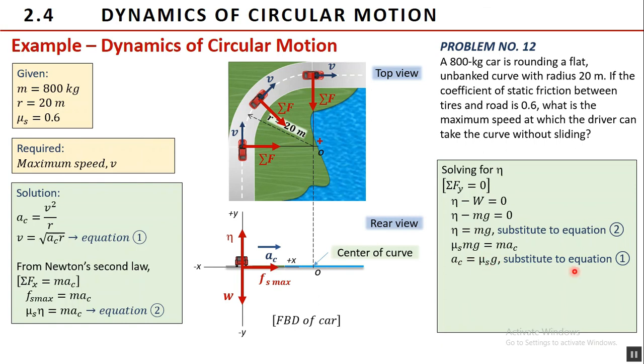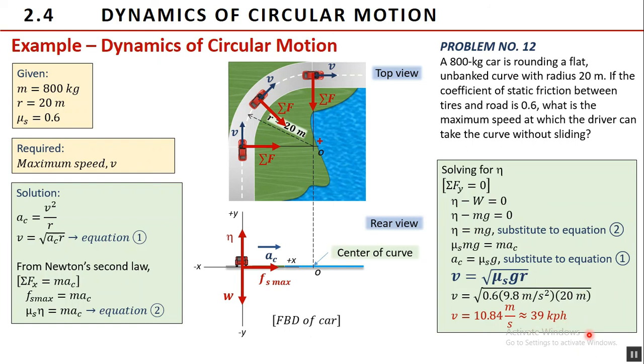Then lastly, we substitute this into equation 1. So equation 1 becomes v equals the square root of mu sub s g r. Now this is the final equation for the maximum speed at which the car can safely turn on this unbanked road. As you can see, the maximum speed is only a function of the coefficient of static friction, gravitational acceleration, and radius of the curve. It is not dependent on the car's mass. Substituting the values, the maximum speed will be 10.84 meters per second, or approximately 39 kilometers per hour. In other words, this is the limiting speed.